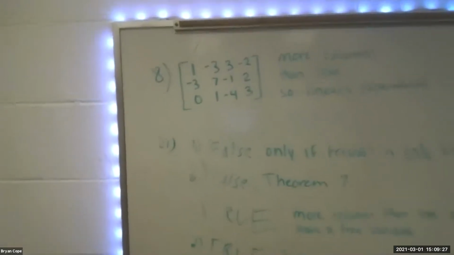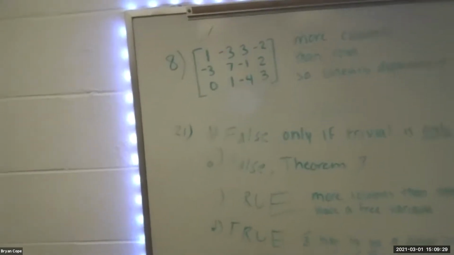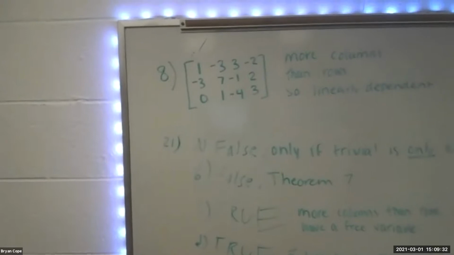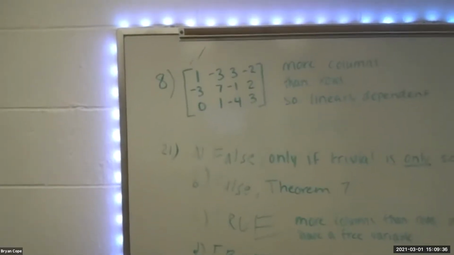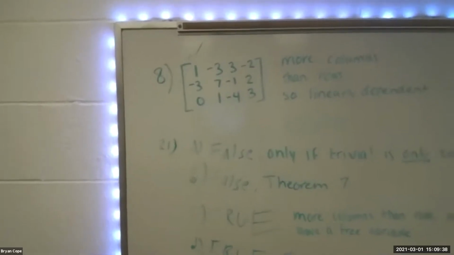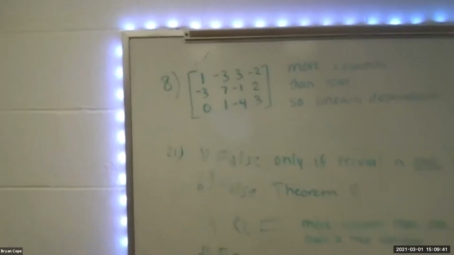Okay, all right, 8. Question 8 gave us that matrix and asked to determine if it was independent or dependent. Looking at it, you can tell that there are more columns than rows. So without row reducing, you already know there's going to be a free variable, which means there are infinitely many solutions, so it's going to be linearly dependent. Good job. That's a case where there are more vectors than there are numbers in each vector. We've got 4 vectors, but only 3 numbers in each vector. So it's linearly dependent. Good.